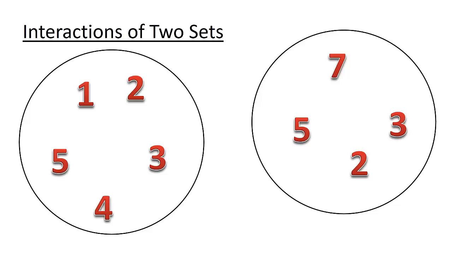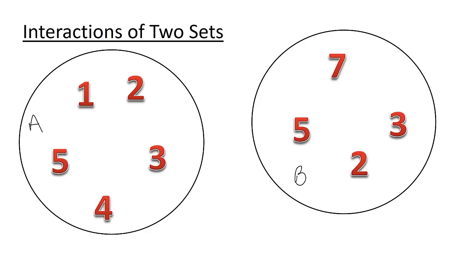Let's call our first set A. A is the set of the first 5 whole numbers. Our second set, let's call it B. B is the set of the first 4 prime numbers. Do you notice anything about these 2 sets? Can you see how the 2 sets share some elements? Which do they share?